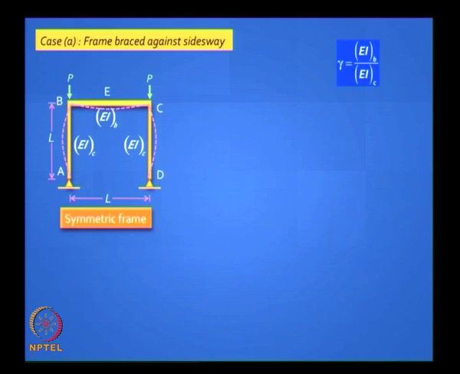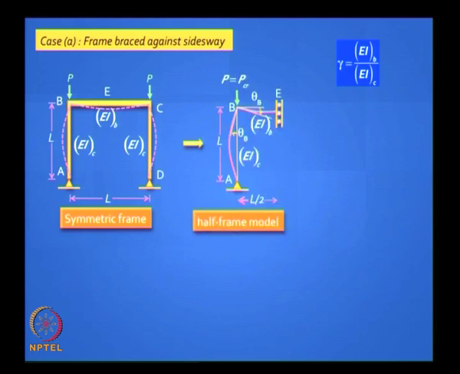Let's look at the frame braced against side sway. How do you solve it? You can take half the frame. Why should you take the full frame? Work with half the frame. What's your degree of indeterminacy?